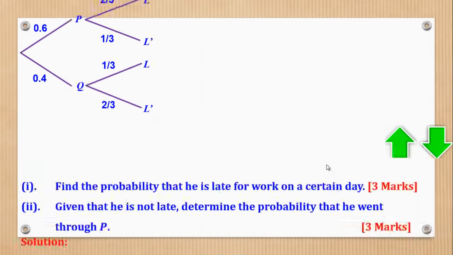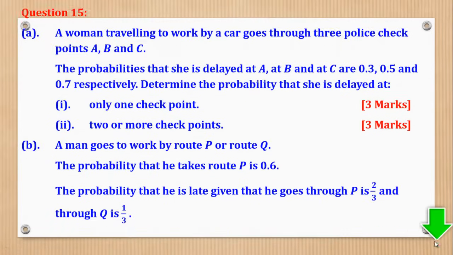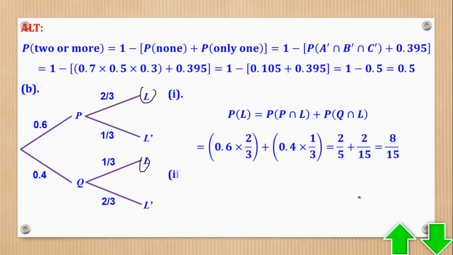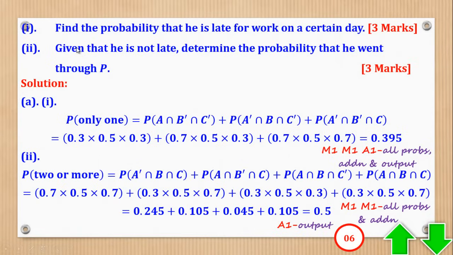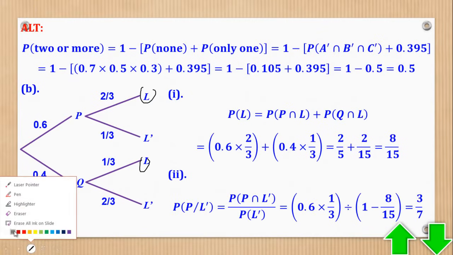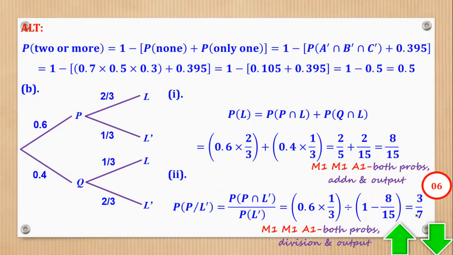Then the question was, find the probability that she is late for work on a certain day. Late for work. So late, there is this and this. So we shall add both of them. Okay. Then Roman 2, they said, given that she is not late, determine the probability that she went through P. Given is a condition. So P given not late is that, substitute and get the answer. Okay, so that's what they wanted.